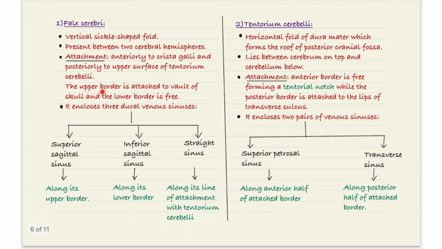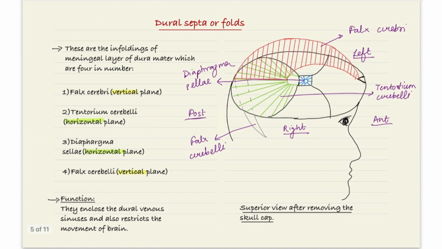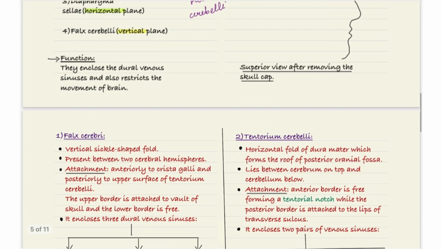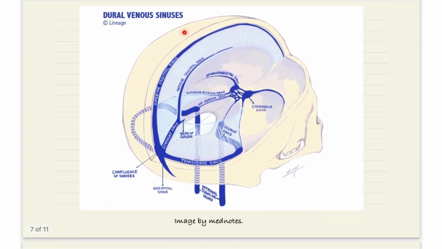Then the upper border is attached to the vault of the skull and the lower border is free. As we have removed the vault of the skull, we cannot see the attachment of falx cerebri here, but the upper part is attached to the vault of the skull and the lower part is free, that is, it does not have any attachment. In this diagram we can see this is the vault of skull and this whole part is the falx cerebri. So superiorly it is attached to the vault of skull.